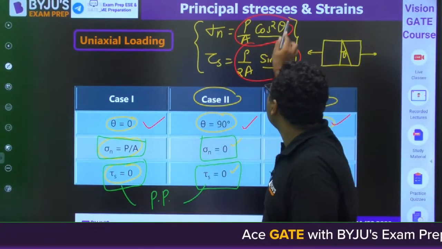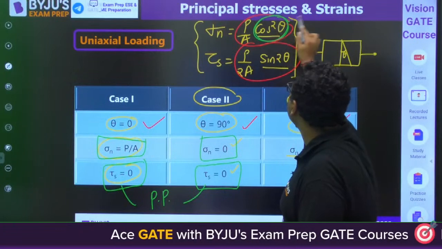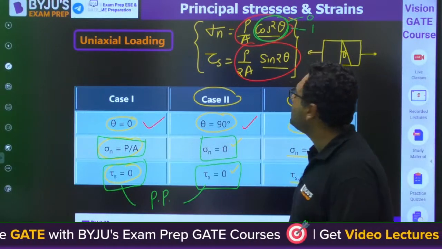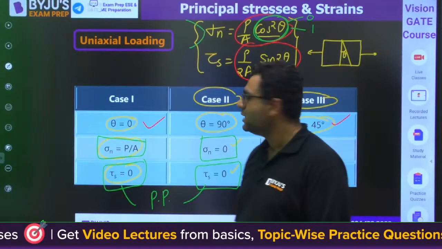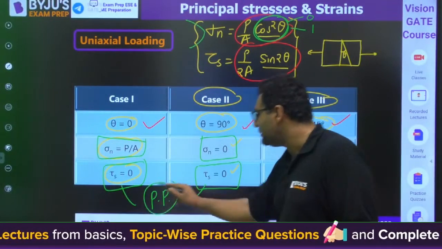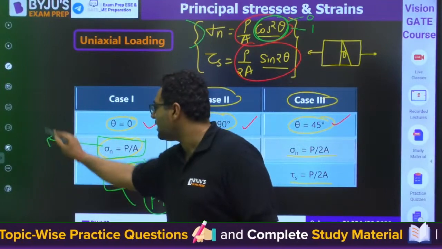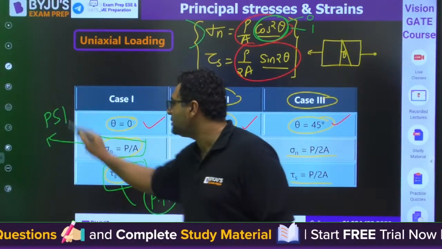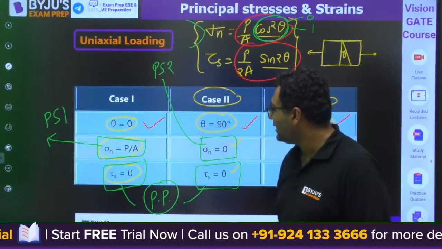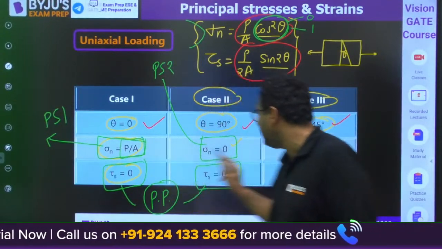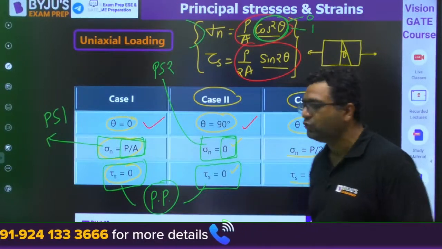If you see, cos square theta can be varying from 0 to 1. So principal stresses are nothing but the minimum and maximum value of normal stresses. So you can say on principal plane, normal stresses are principal stresses. So this is principal stress 1. This is principal stress 2. These are nothing but the minimum and maximum possible value of normal stress.